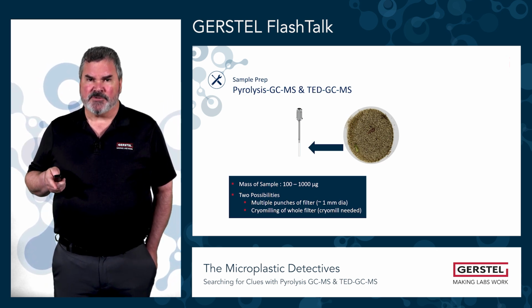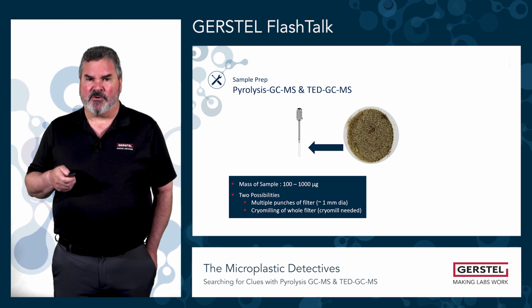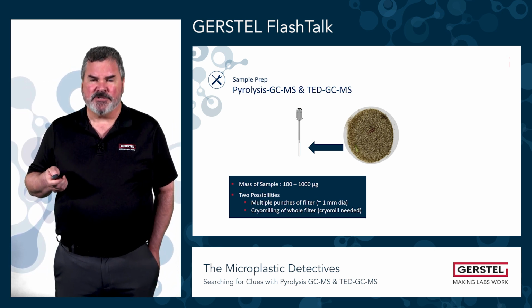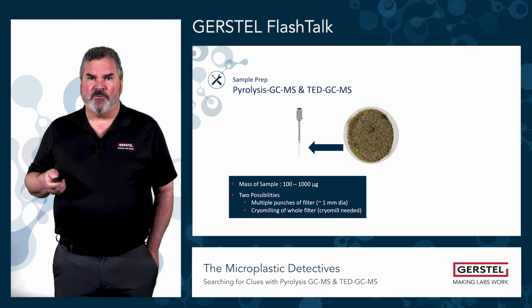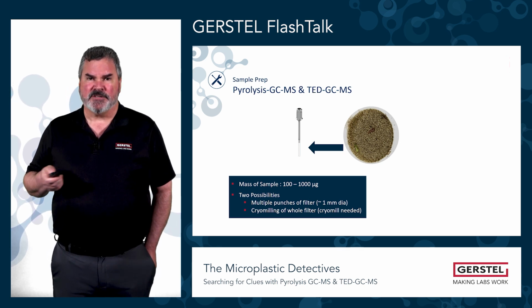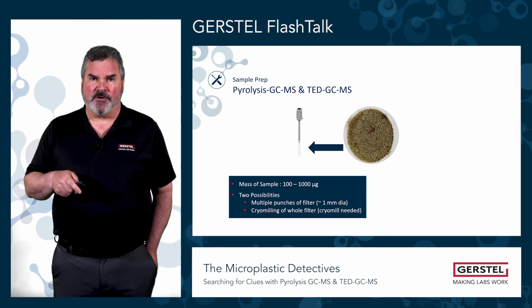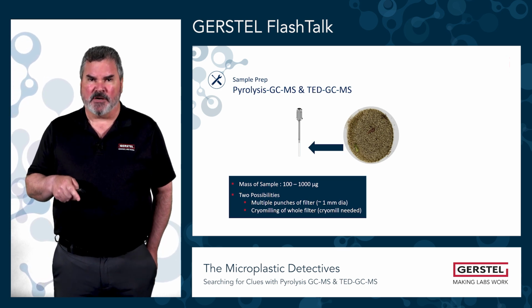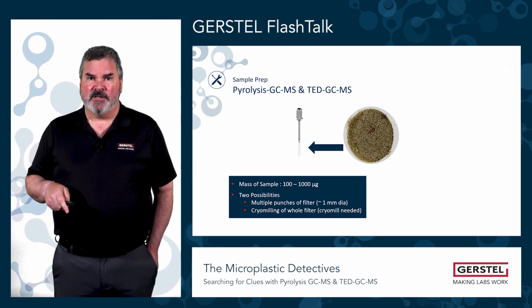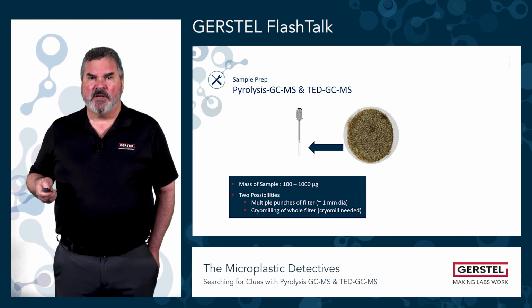The other way to do this, which is commonly done in standard methods, is to cryomill that entire sample into a homogeneous powder. If we do that, we get one homogeneous powder that we can then take a representative 100 to 1,000 micrograms out of. Of course, this requires not only a cryomill, but the manual steps of having to run the sample through the cryomill and the cleanup before and after.